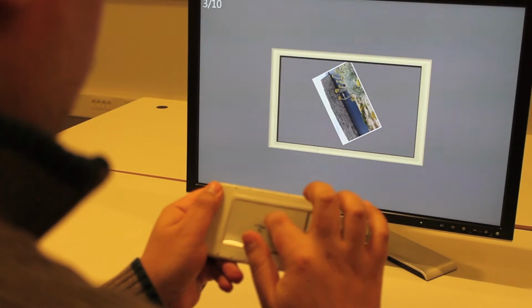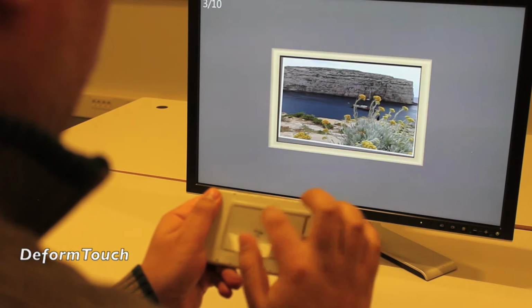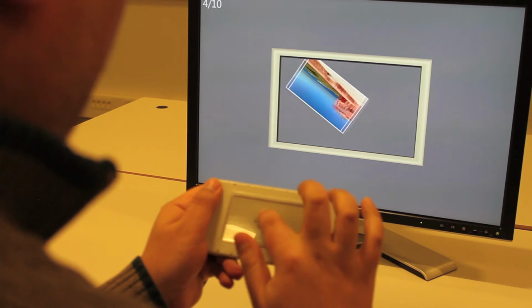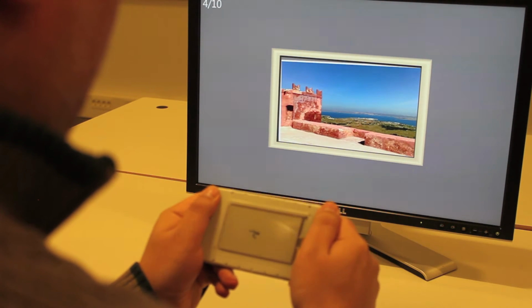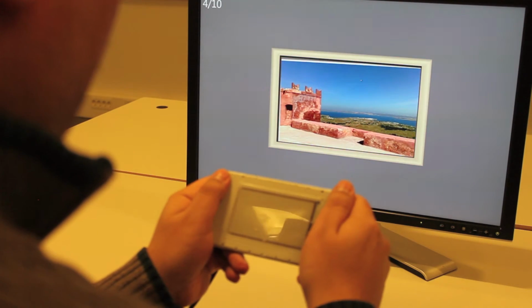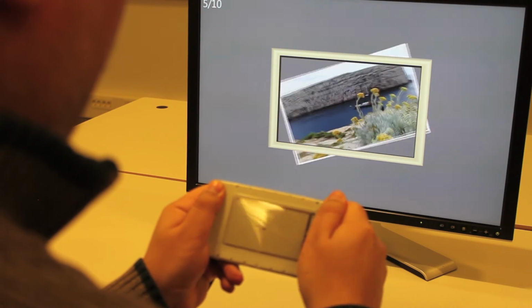Three interaction techniques were used. First, in deform touch, photo rotation was achieved by twisting the device in or out, while photo scaling was performed by bending the device up or down. The amount of deformation was proportional to the speed of the resulting displacement. To position the photo, people could pan the image with one finger.